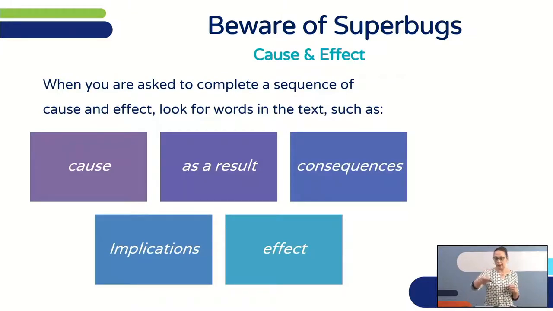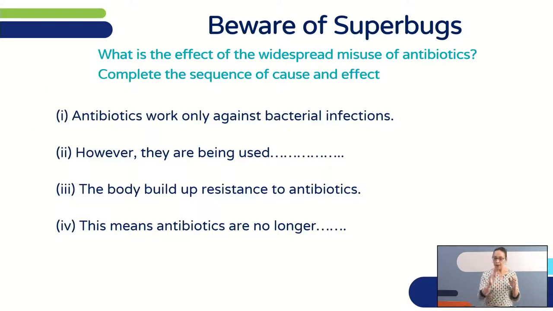Here we have a cause and effect question. When you are asked to complete a sequence of cause and effect, you need to look for words in the text such as cause, as a result, consequences, implications, effects. Those are terms and connectors that are important to keep in mind when you need to answer these kinds of questions. Here is the example. What is the effect of the widespread misuse of antibiotics? We need to complete the sequence of cause and effects. The first one is given.